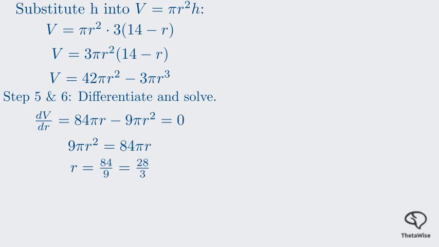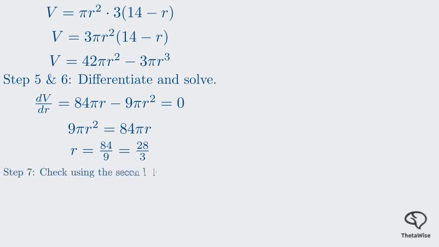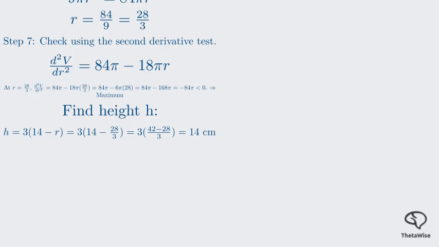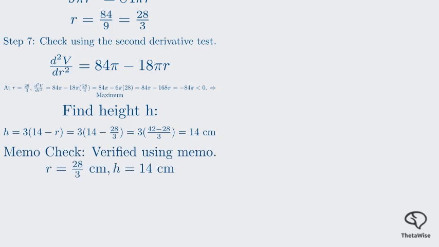We can ignore the solution r equals 0 as it would mean no cylinder exists. We can confirm this is a maximum using the second derivative test. The second derivative is negative, so it is a maximum. Finally, we find the height h using our constraint equation. h equals 14 centimeters, so the largest cylinder has a radius of 28.3 centimeters and a height of 14 centimeters.